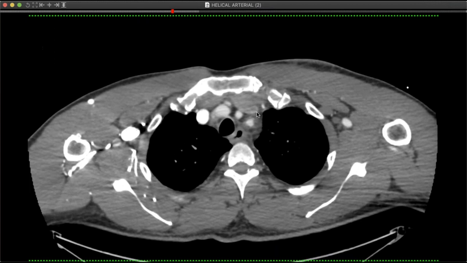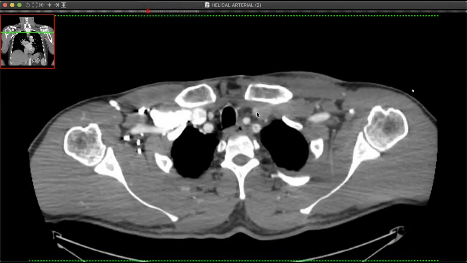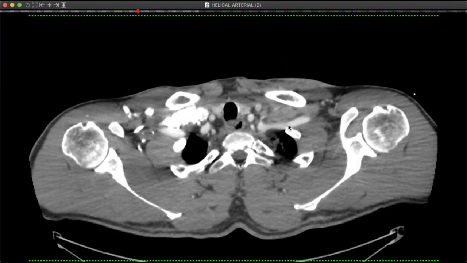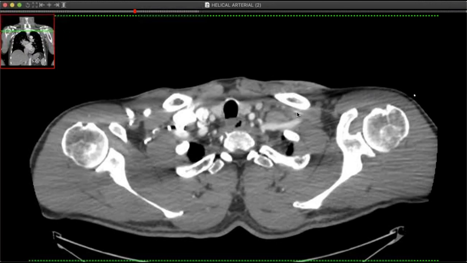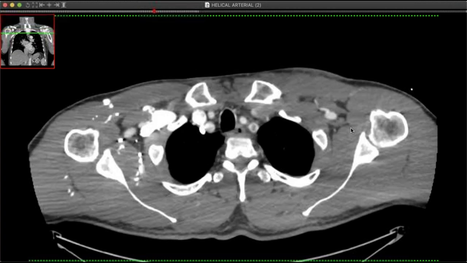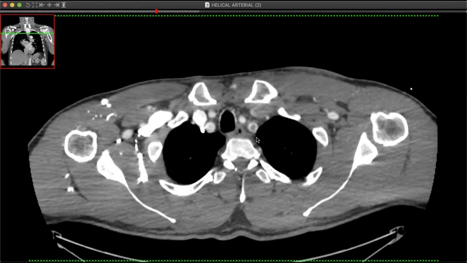But I've seen subclavian artery injuries, but I've always seen them right in here with a first rib injury. We've seen occlusions. I can't remember if I've shown one in this conference. I've seen vein injuries there, and I've seen axillary artery injuries, but I've never seen one this proximal, but kind of a neat case. Here's the coronal.